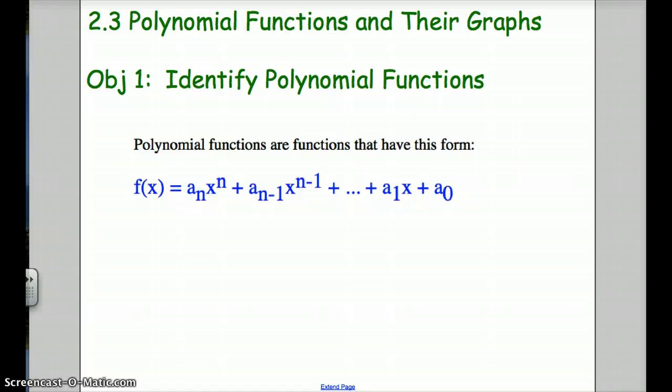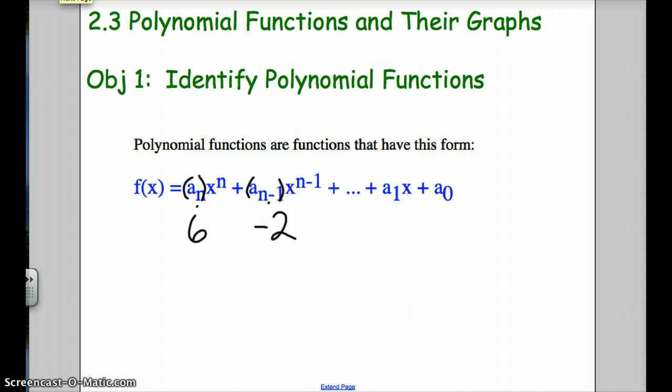This is the definition that your book will give. This definition says a sub n x to the power n, a sub n minus 1 x to the power n minus 1. The thing is, they're worried they're going to run out of letters, so they talk about these a sub n's, a sub n minus 1. Those are the coefficients. So they're integers like 6 or negative 2. They're numbers. They could even be fractions, 1/4, 1/2.